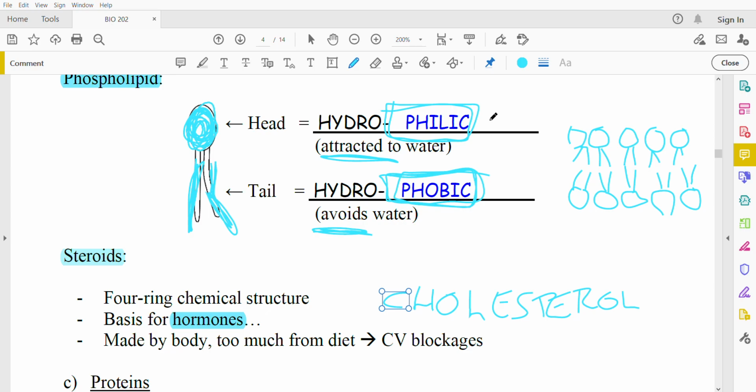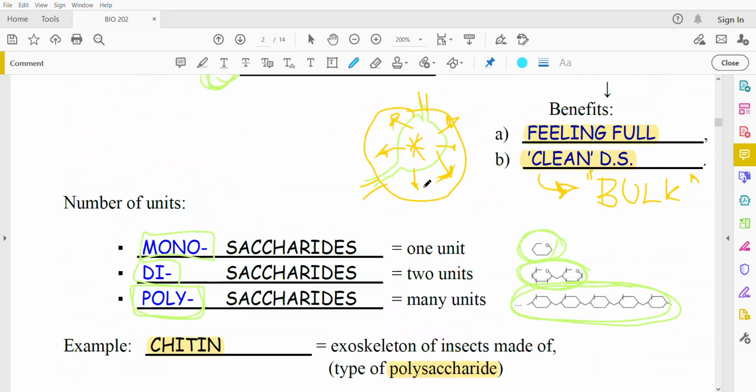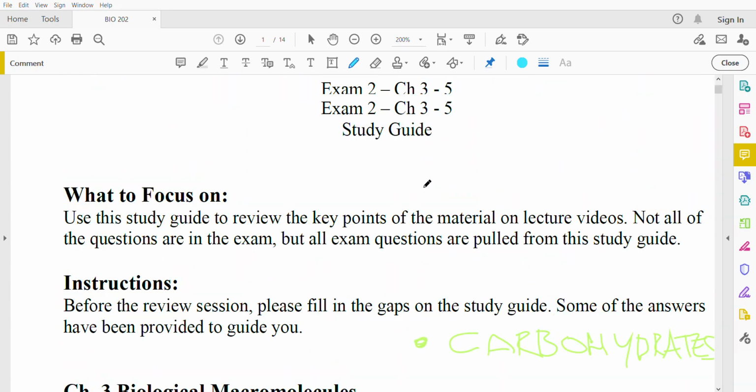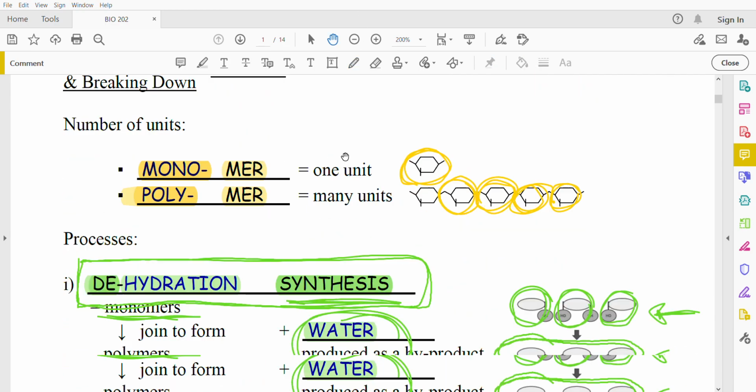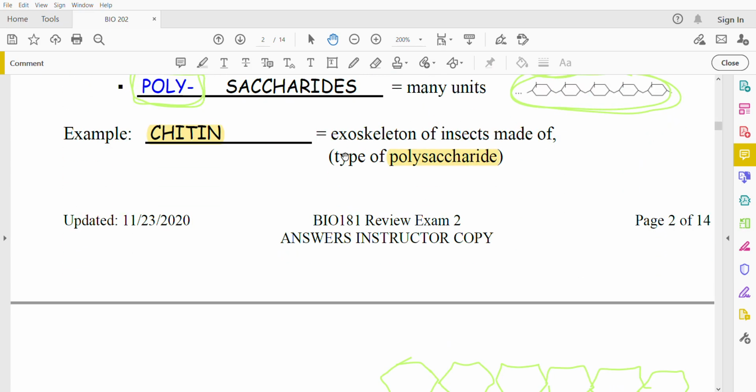And I'm just going to jump back again to the beginning. Let's add our lipids to our list of different kinds of biological macromolecules that we're having a look at. And we're ready to move on to our next type of macromolecule, which is going to be proteins.